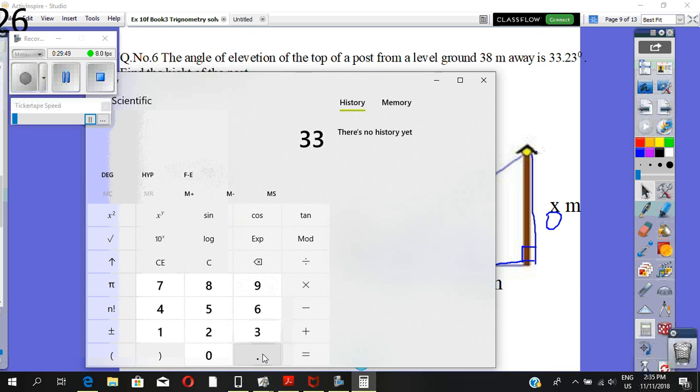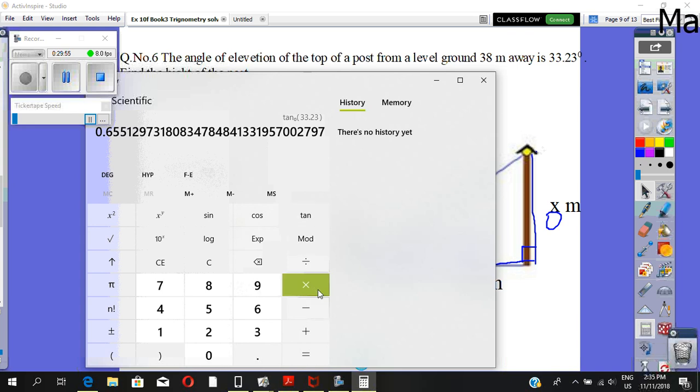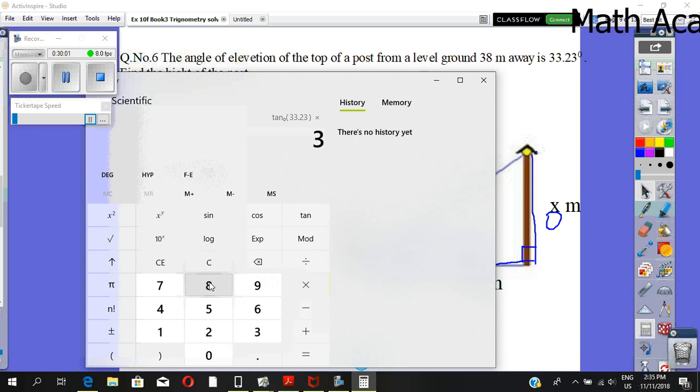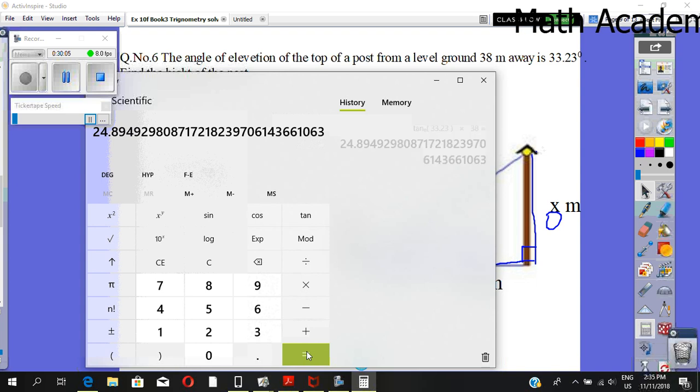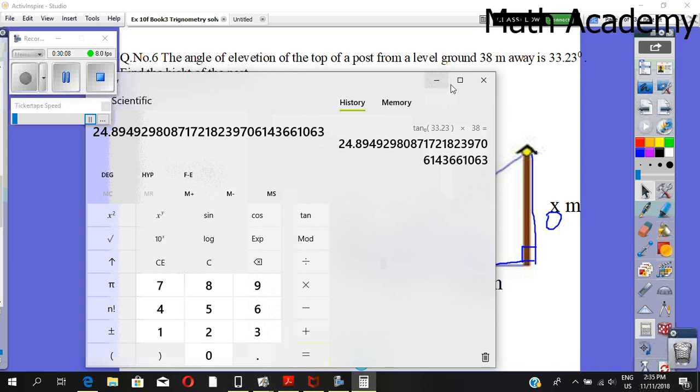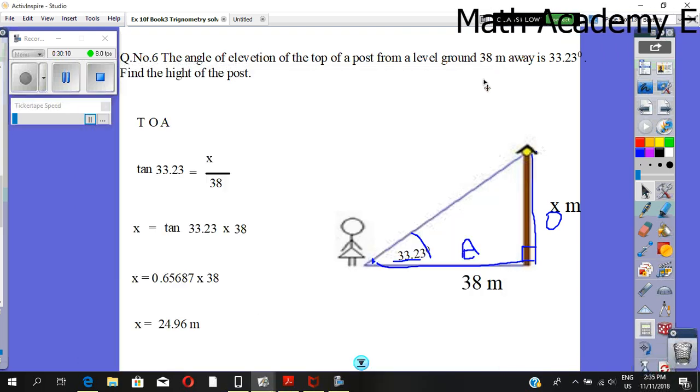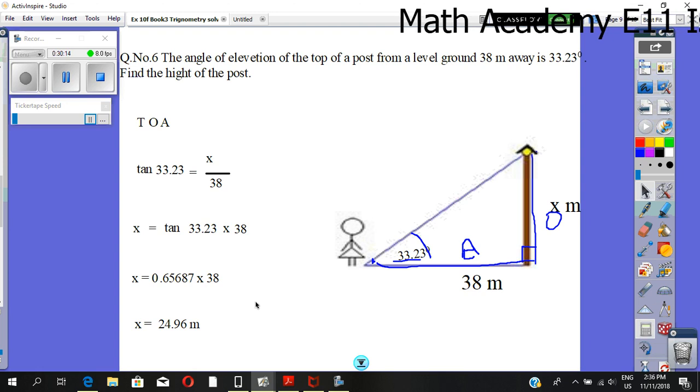Checking again with 33.23, times 38, it gives us 24.89 meters.